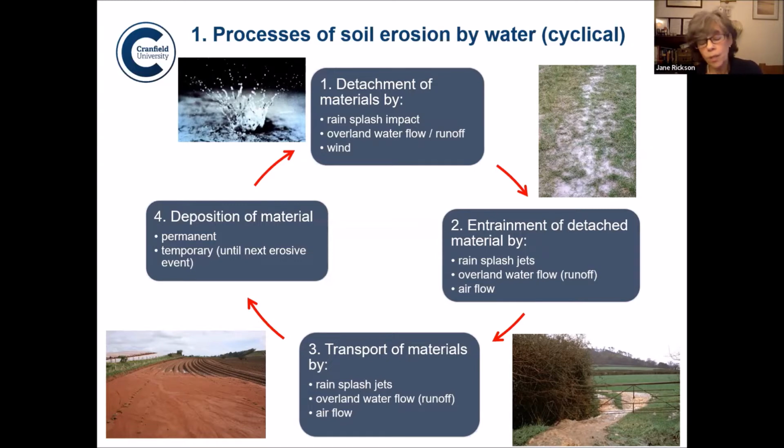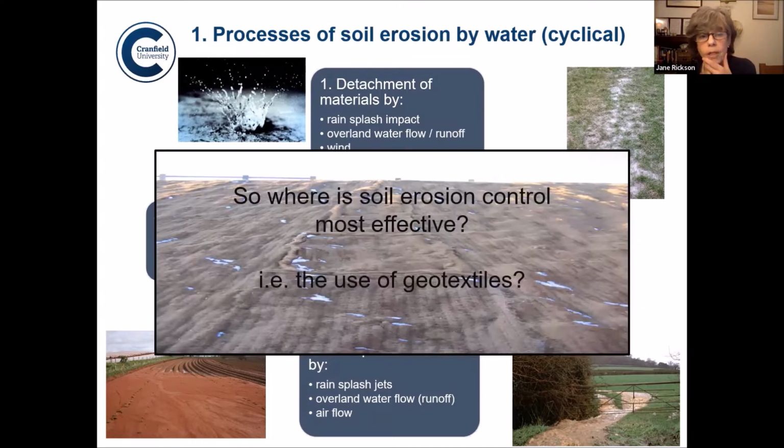And the point, why am I talking about erosion processes in a talk on geosynthetics? My argument is, where is the most effective place to use erosion control products? And I would argue it's this very first stage. If we can control that detachment, we don't need to worry about entrainment or transport or deposition, because we've headed it off at the pass, so to speak. We've controlled that at source, rather than letting that eroded material get into the pathways and into the receptors. So I would argue that's where we should be using geosynthetics, geotextile products, to control erosion.